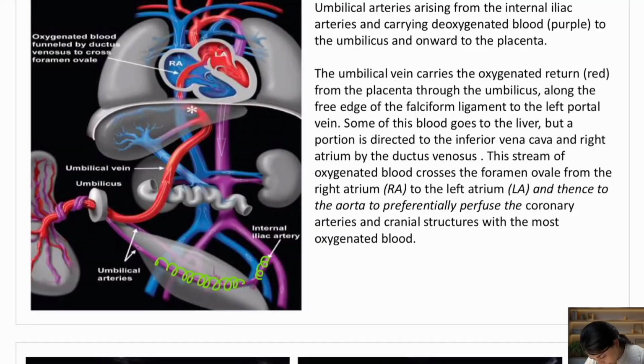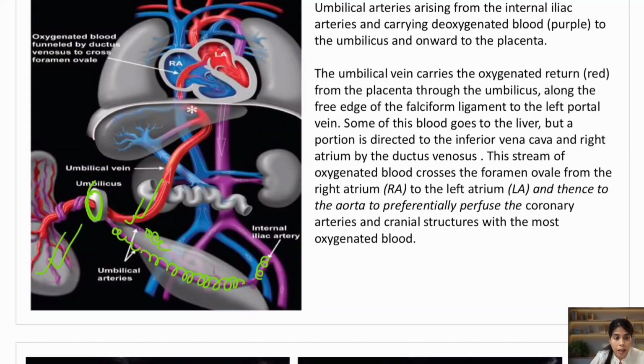This umbilical artery goes to the placenta, taking the deoxygenated blood from the whole of the body to the placenta. Then oxygenation happens here in the placenta, and now the oxygenated blood is carried from the placenta towards the fetus via the umbilical vein, through this, at the site of attachment of the umbilical cord at the umbilicus. So this umbilical vein carries the oxygenated blood in the fetus.